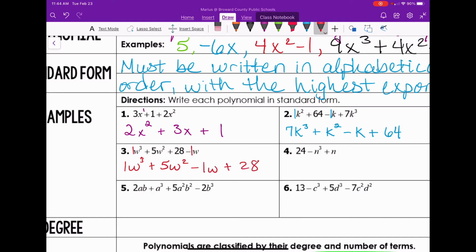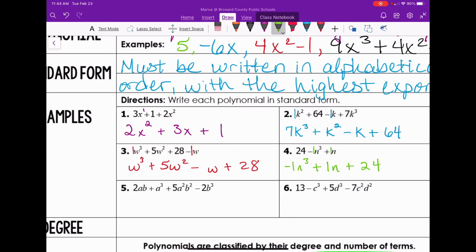And the two terms that have the 1 as a coefficient, if you didn't want to write the 1 there, you don't have to. So for example, 1w cubed, I can get rid of the 1 there, and the minus 1w, I can get rid of it. So now it just says w to the third plus 5w squared minus w plus 28. All right, let's take a look at the next one, number 4. Number 4, we're missing some coefficients here, but now if we write it in order, that is going to be negative 1n to the third power plus 1n plus 24. That 24 is positive, so it still needs to have a positive sign in front of it.